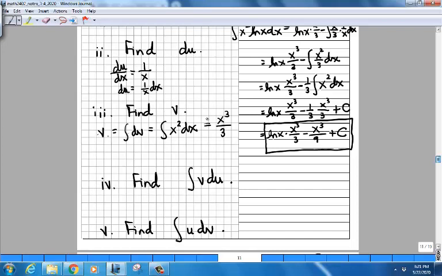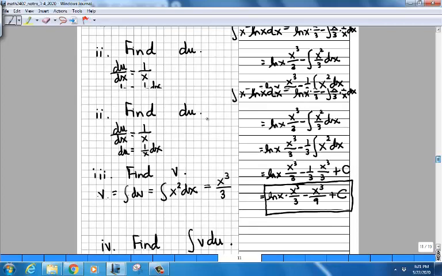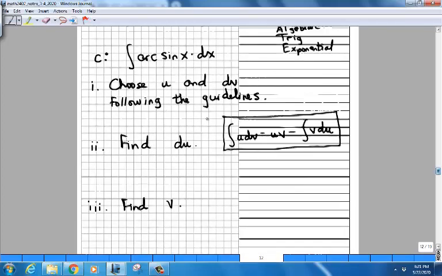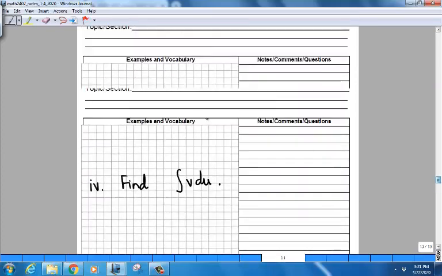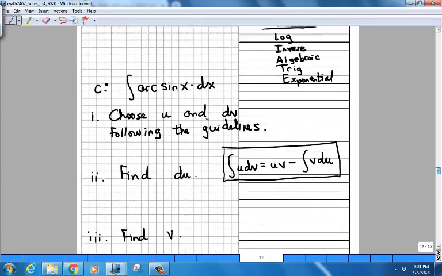Okay, let me see. Let's see if we can scroll down here now to our, where's our next example? Oh, here it is. Okay. Yeah, this one. Whew. Looks terrible, doesn't it?